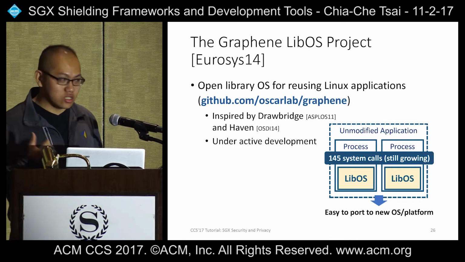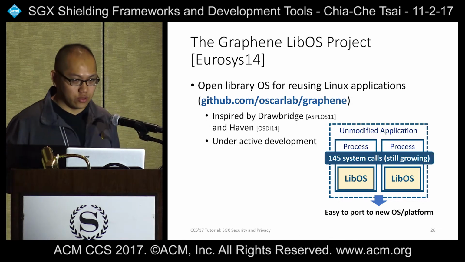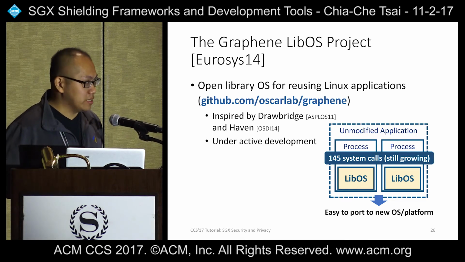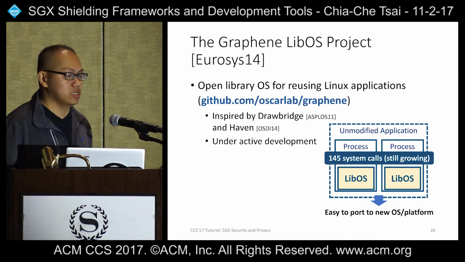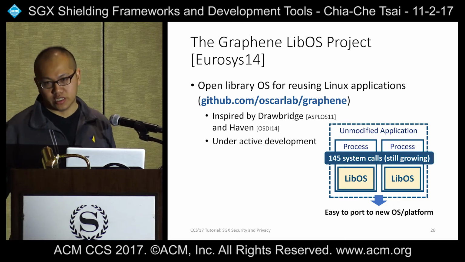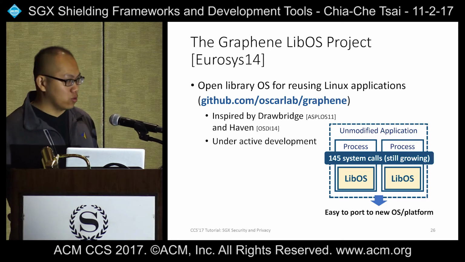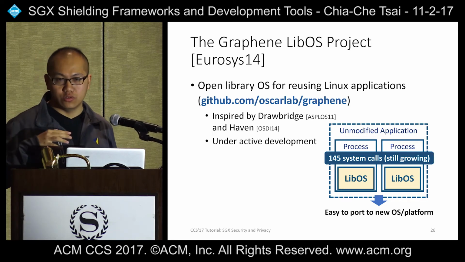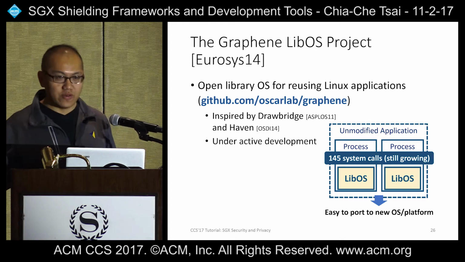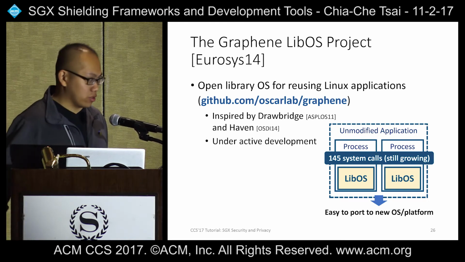So the whole project started with the Graphene Library OS project, which was published in EuroSys 2014. We started as an open library OS if you want to reuse any unmodified application. So it's not just for SGX, it's for a lot of different kinds of frameworks. And so far we've been trying to port it to Linux, Windows previously, or even something like Barrelfish or microkernels.